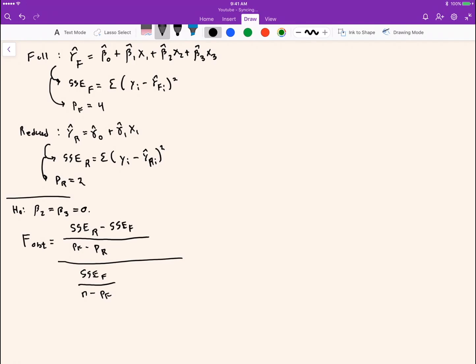And that will get us an F statistic, which comes from an F distribution with numerator degrees of freedom that are the difference between the number of parameters in the full model and the number of parameters in the reduced model, and denominator degrees of freedom that are based on the degrees of freedom for the full model.